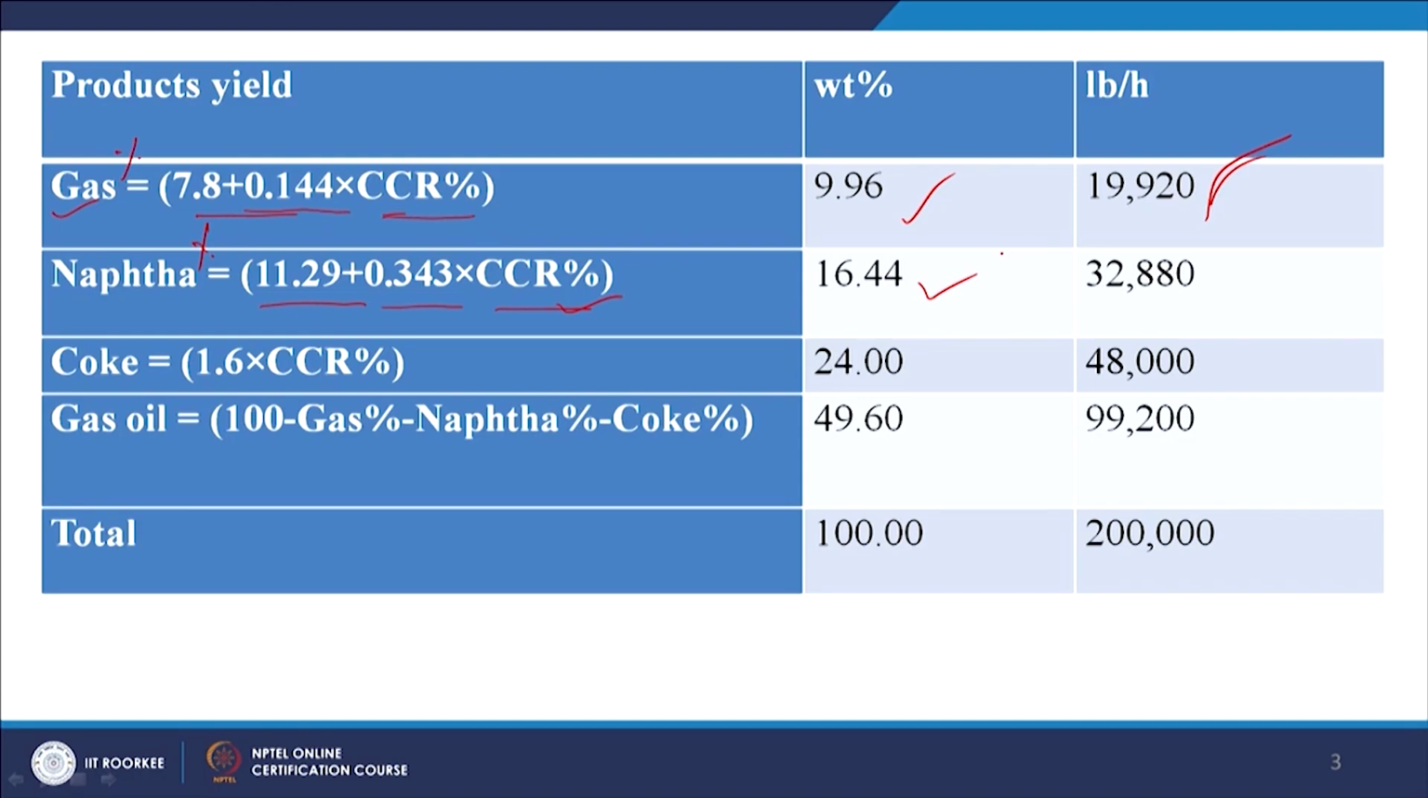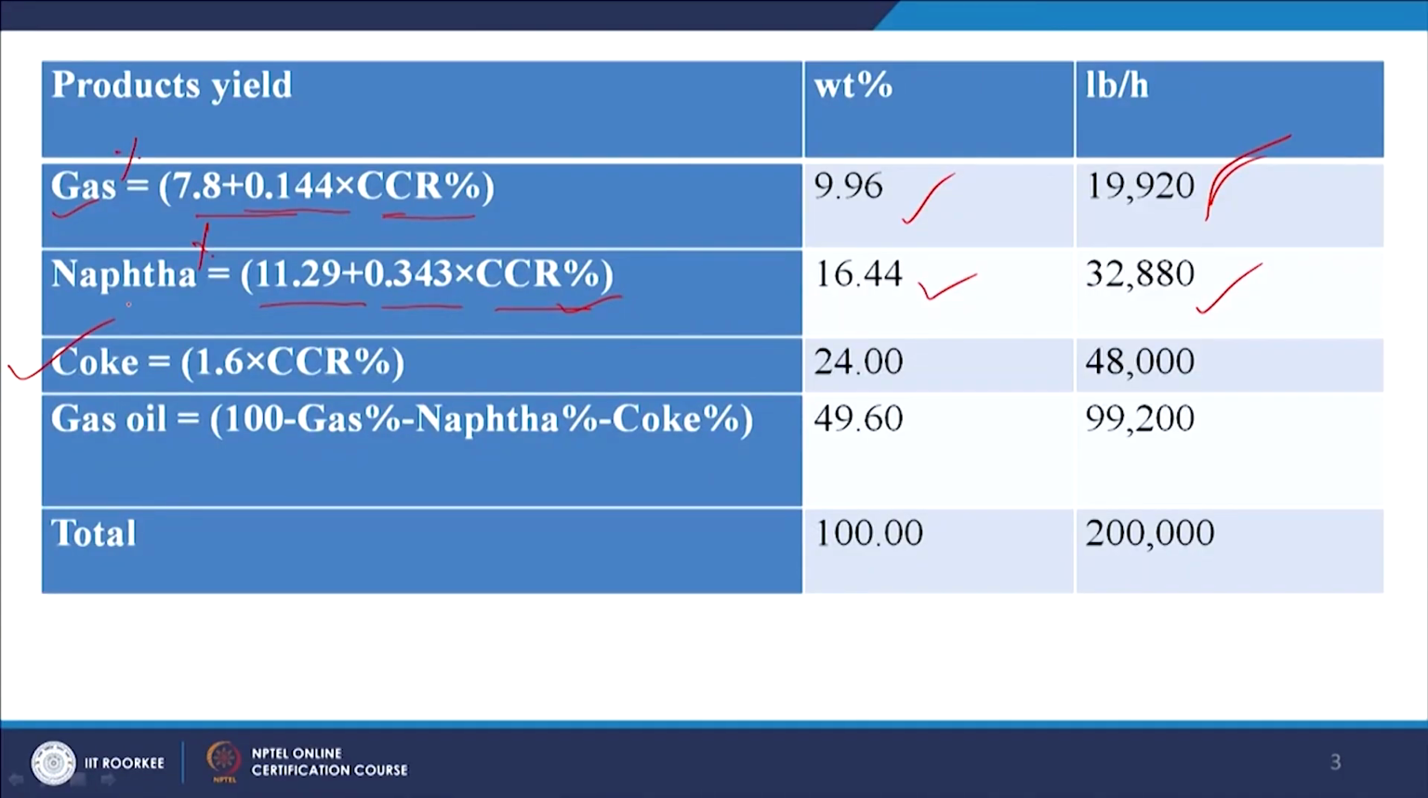Again we will multiply this percent with the actual feed, and we are getting 32,880 pound per hour. Similarly, for coke we have the empirical relationship: coke in percentage is equal to 1.6 into CCR in weight percent. So, 1.6 into 15, we are getting 24 weight percent. That is equivalent to 48,000 pound per hour, and gas oil we can calculate by the difference.